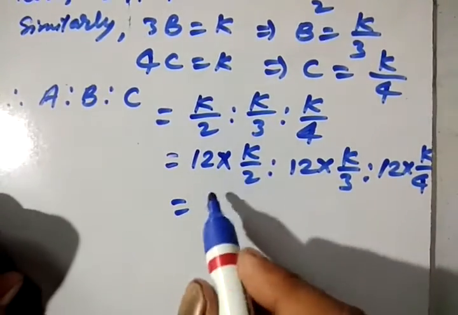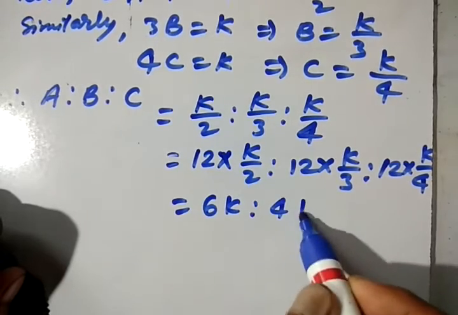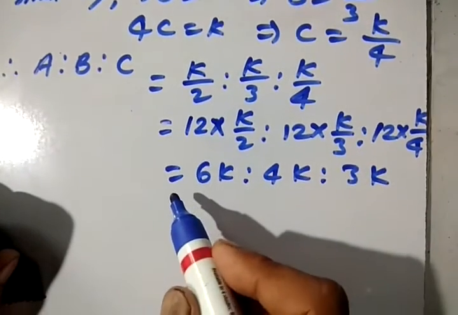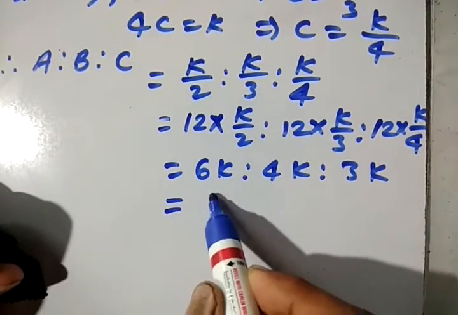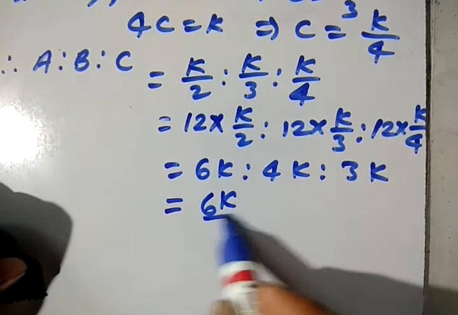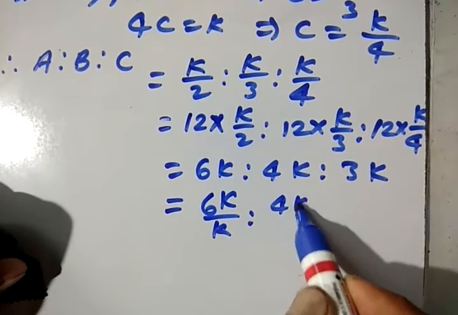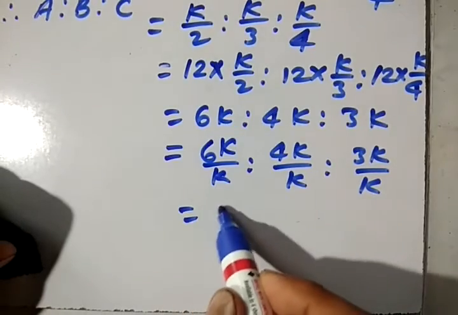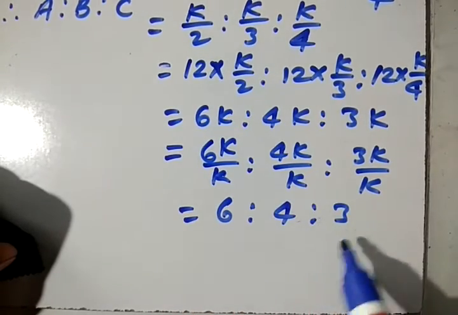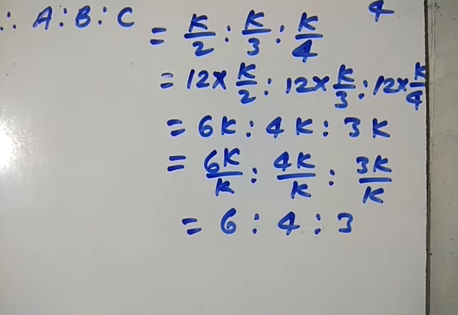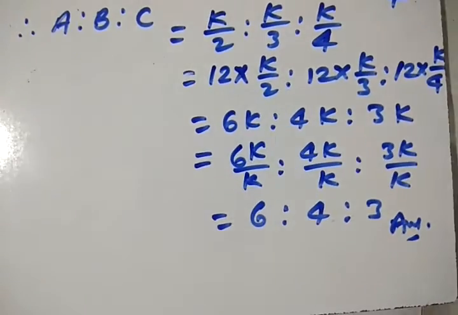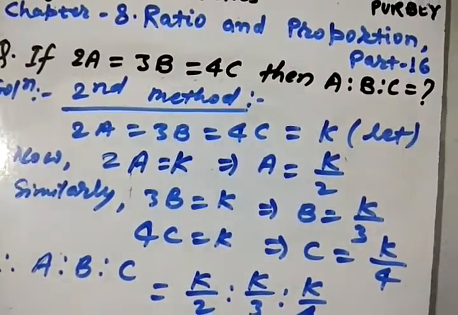Then 6k is to 4k is to 3k. Now again we divide these terms by k, then we get 6k by k is to 4k by k is to 3k by k, which is equal to 6 is to 4 is to 3. This is the final value of a is to b is to c when given the condition, that is 2a is equal to 3b is equal to 4c.